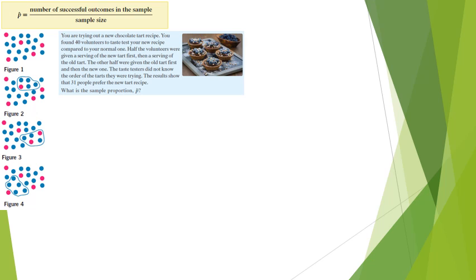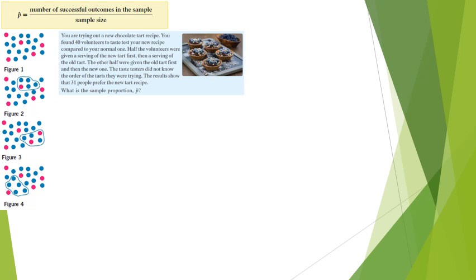Half the volunteers were given a serving of a new tart first, then a serving of the old tart. The other half were given the old tart first, then the new one. The taste testers did not know the order of the tarts they were trying. The results show that 31 people prefer the new tart recipe. What is the sample proportion p hat?